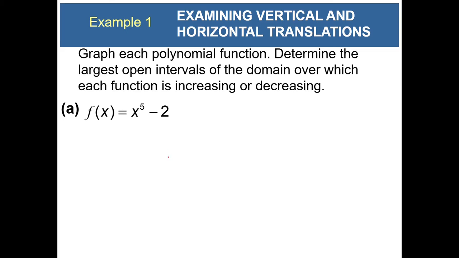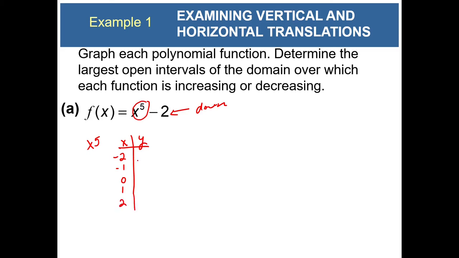Example 1. I want to graph each polynomial function. Determine the largest open interval for which the function is increasing or decreasing. If you look at this function, we notice that there's an x^5 - 2. So I'm going to graph x^5 first, and then we'll shift it down 2 because of this negative. So let's make a table. I'll have x, y, and we'll pick some values. Let's say -2, -1, 0, 1, and 2.